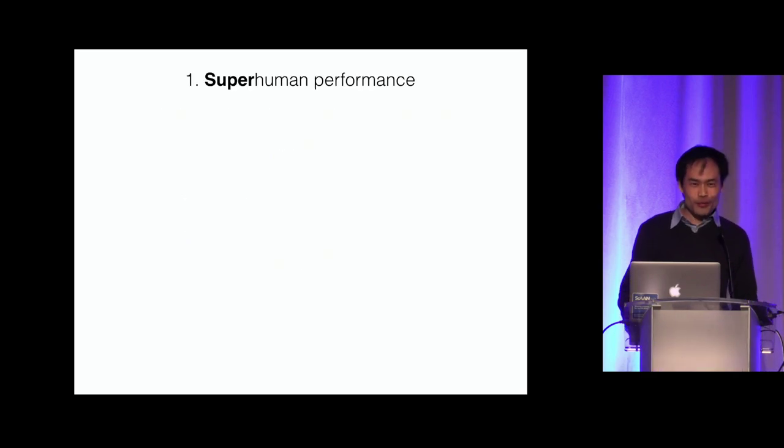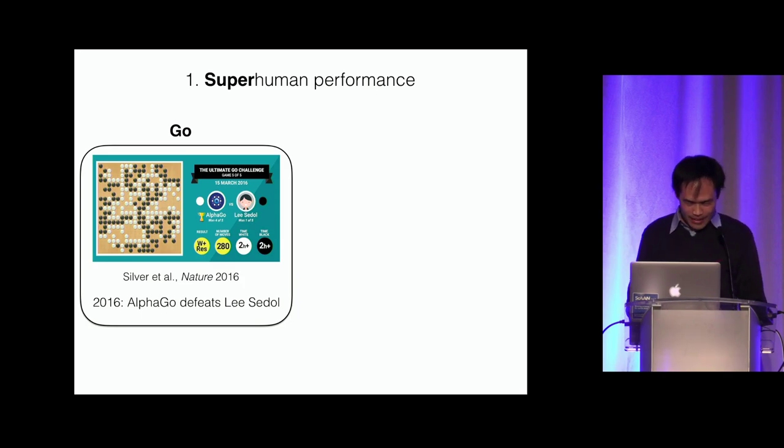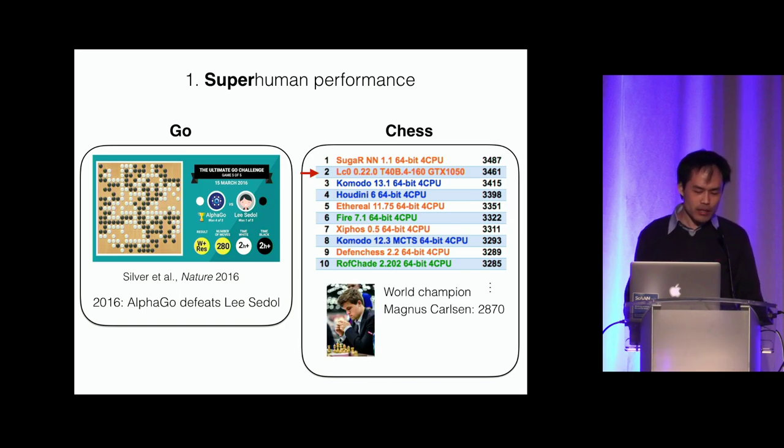So superhuman, that was actually not meant as a joke. In Go, of course, one of the trials was that AlphaGo defeated the world champion in Go. In chess, number two on the computer chess ranking list is LC0, which is pretty much like AlphaZero. And as a comparison, all of these computer chess programs, some of which are deep RL and some of which are not, would completely own the world champion in chess, Magnus Carlsen, the same way that the world champion would own me if I were to play against him.